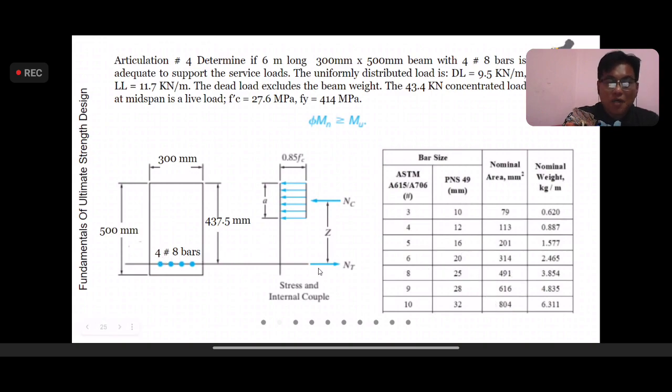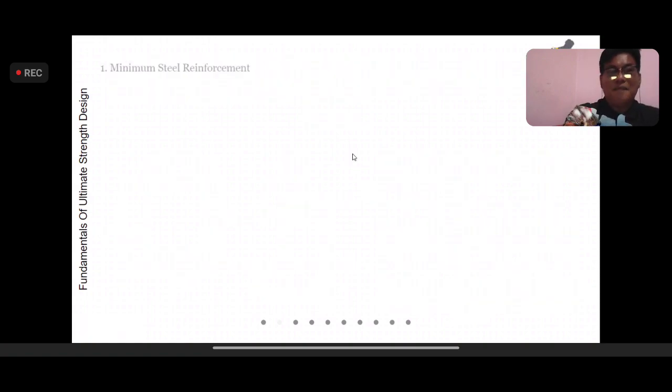Ang sabi, for number 8. So, kung number 8, hanapin mo yung number 8, apat daw nung. Apat na 25 millimeter diameter. So, yan pala yung given. Apat na 25 millimeter diameter.